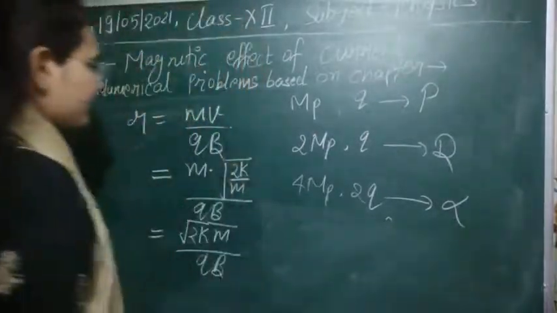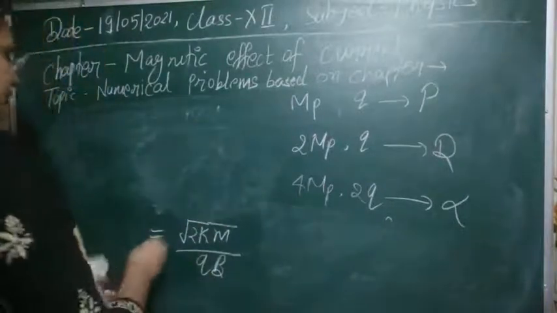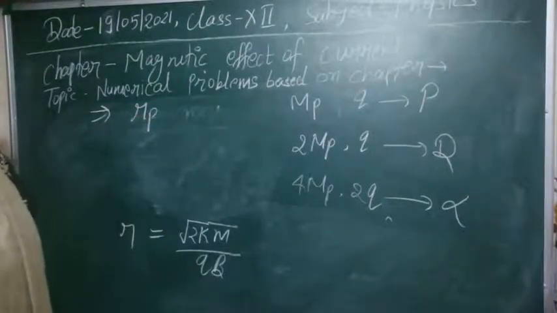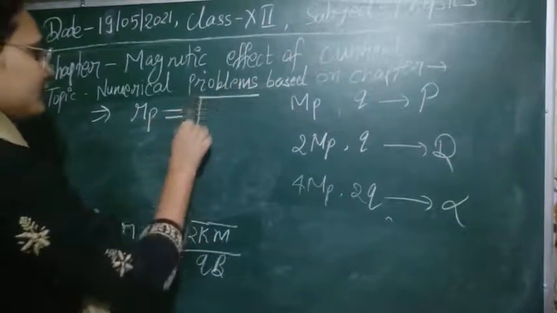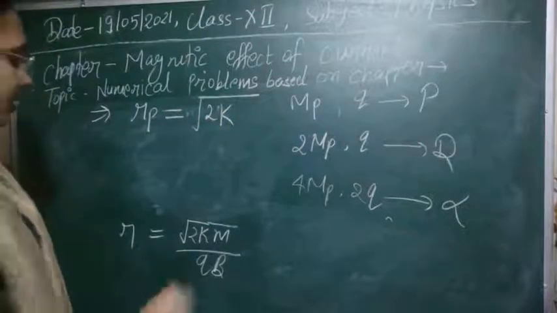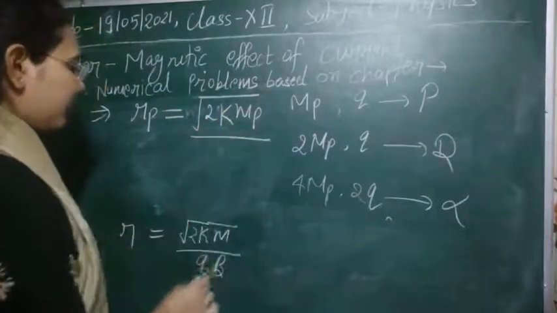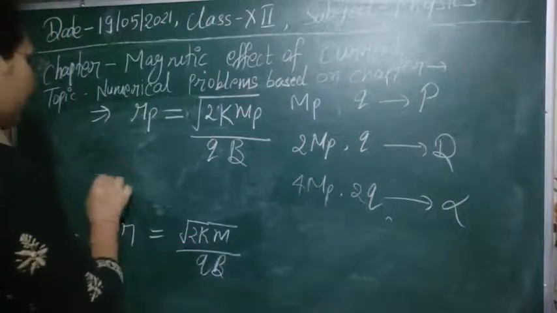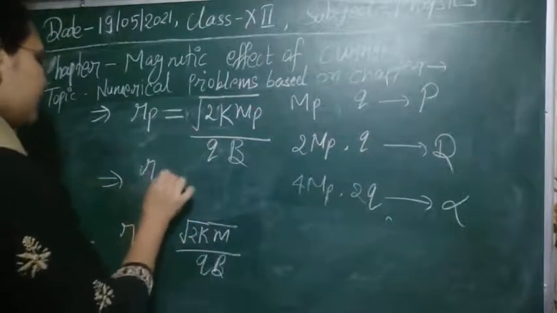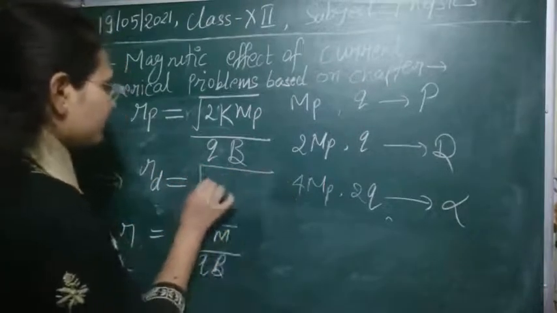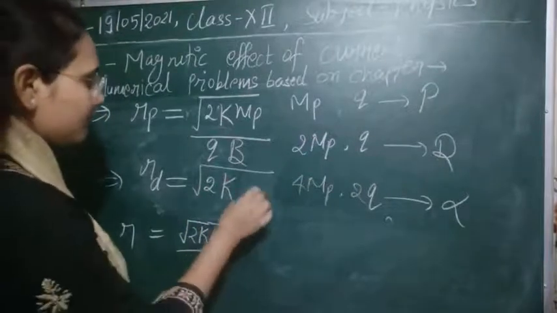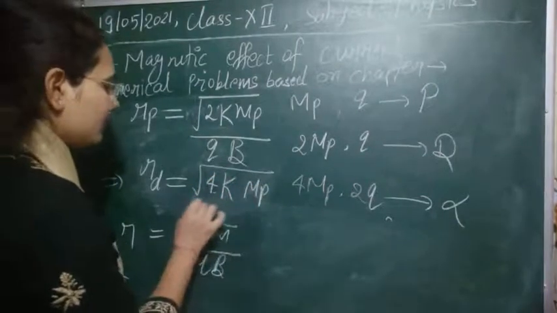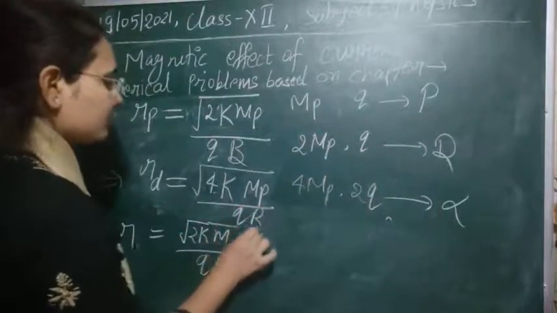Now let's see what the radii are. For the first case, the proton, suppose the radius is written as rp. rp can be written from this formula as root 2, as K is the same, so K, times mp, divided by the charge we have taken, q, and the magnetic field is uniform, that is B. For the deuteron, suppose I write rd. rd is root 2, as the kinetic energy is the same, so K. The mass of the deuteron is 2 times mp, so this is 4 times mp upon the charge q, so upon qB.